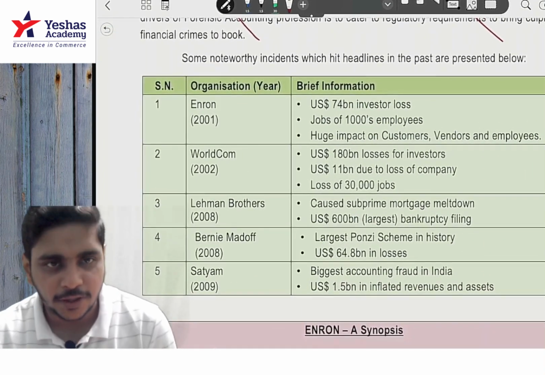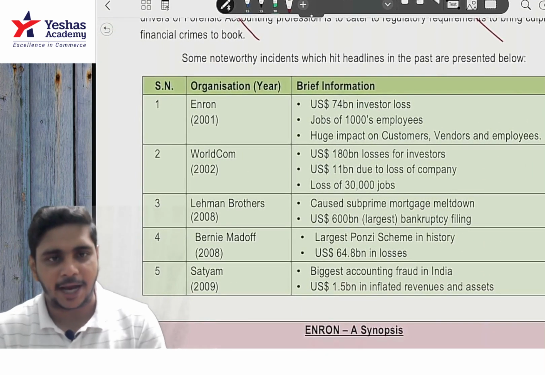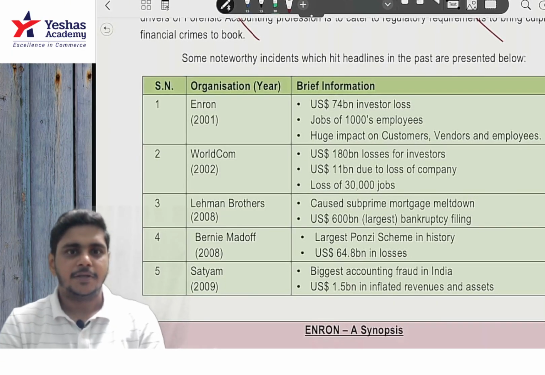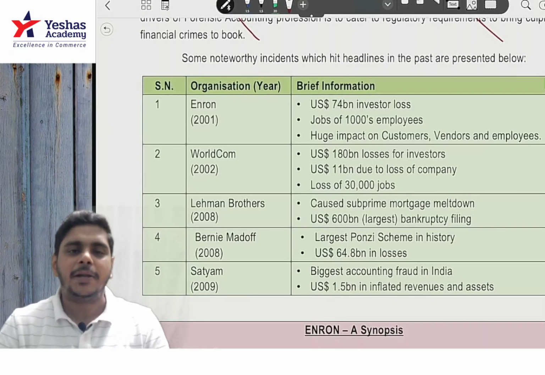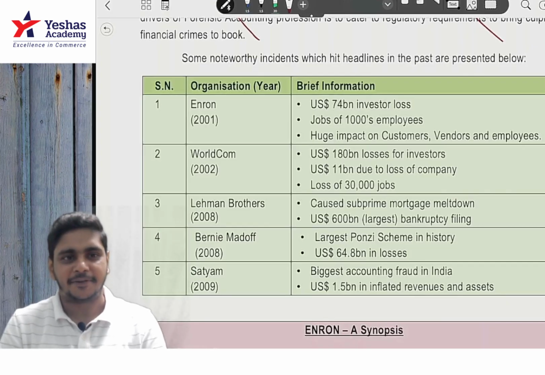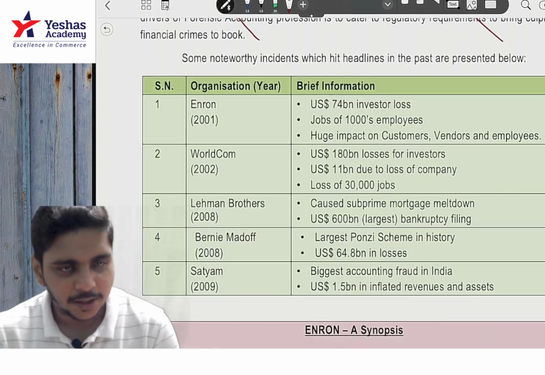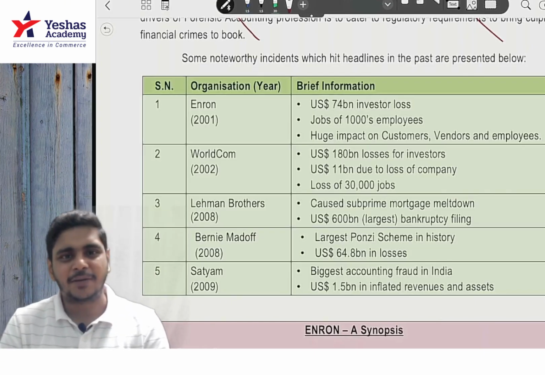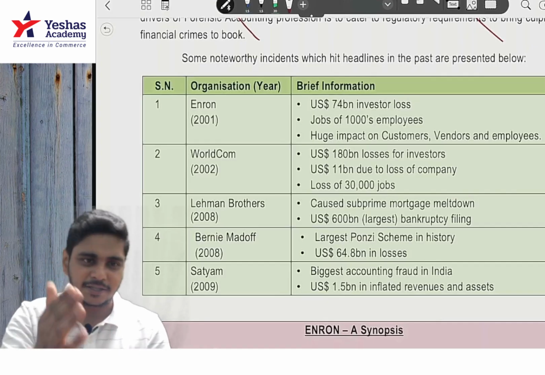Now, some of the noteworthy frauds which have already happened. Enron's fraud was there, a US dollar 74 billion loss. Jobs of 1,000 employees, a huge impact on customers, vendors and employees. WorldCom's fraud happened again, a 180 billion loss. The US recession started with this, if you know it.